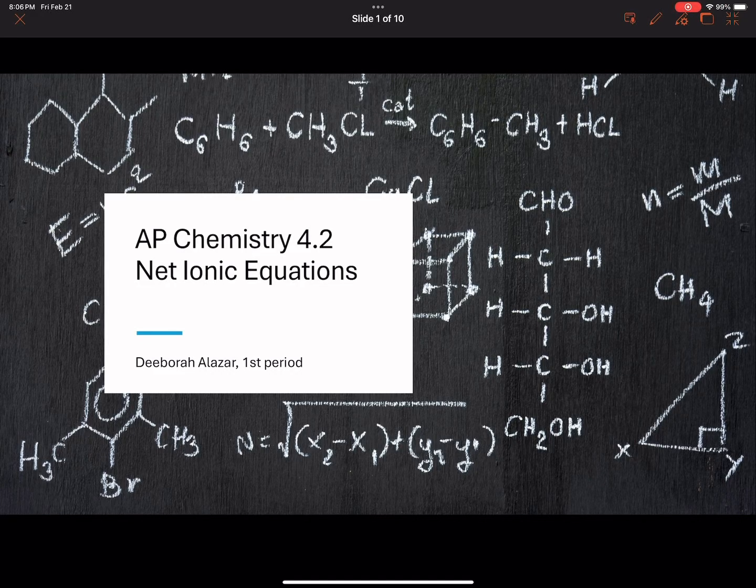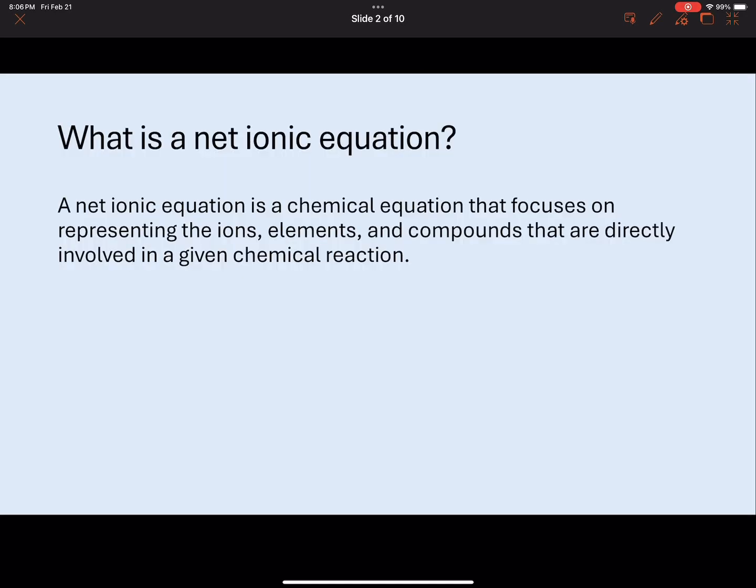Hi, today we'll be talking about AP Chemistry Unit 4.2 Net Ionic Equations. Alright, so what is a net ionic equation? A net ionic equation is basically a chemical equation that only shows the ions or molecules that are directly involved in the reaction, and it excludes any spectator ions, but we will get into what spectator ions are later.